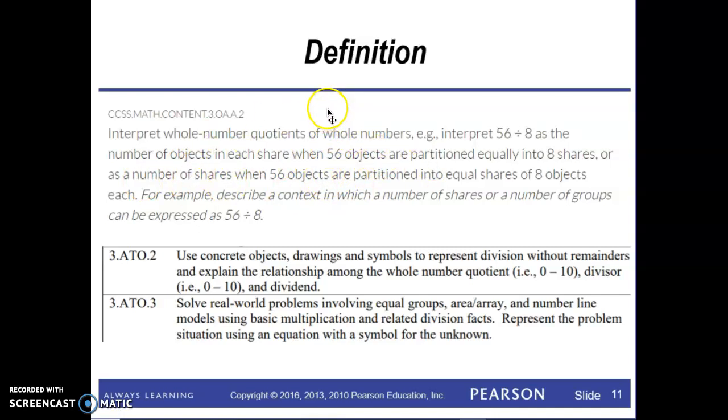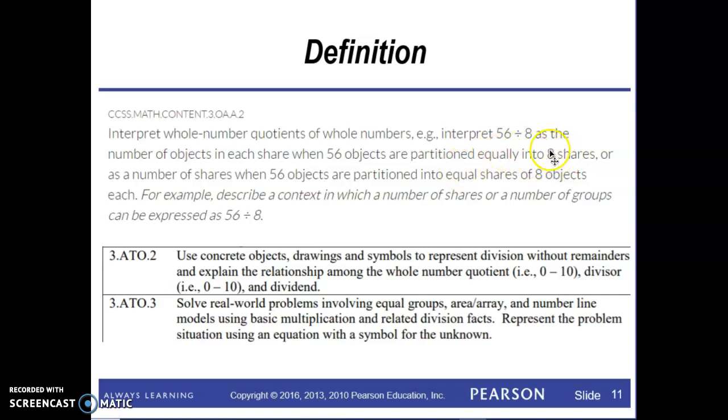So if you think about our definition of multiplication, multiplication was the total number of things if we know groups and we know things in groups. Well, for division, we're going to basically undo that. If we know the total number of things, then we can figure out what happens if that total number of things is split equally into a number of groups, or if that total number of things is split into an equal number of groups with an equal number in each one.